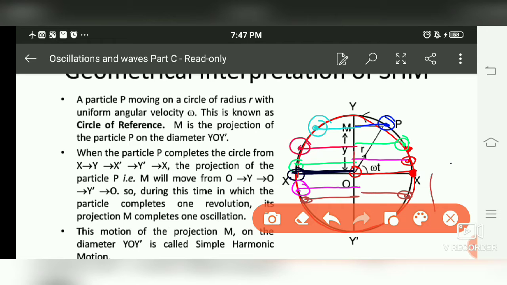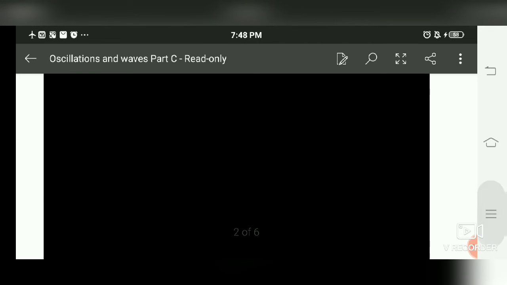So what we observe is that the particle is executing simple harmonic motion on the y axis. As the particle moves to this side, the projection moves on this side. As it moves on this, the projection moves back from here. It seems like the particle is executing simple harmonic motion. It means what?